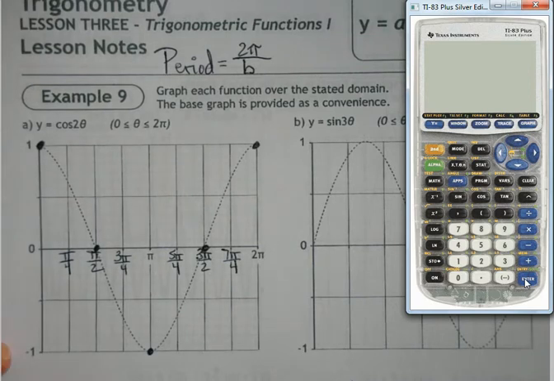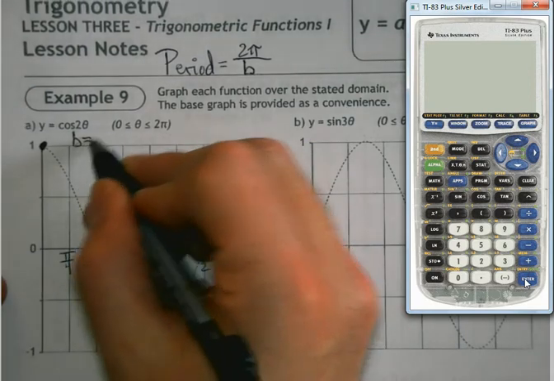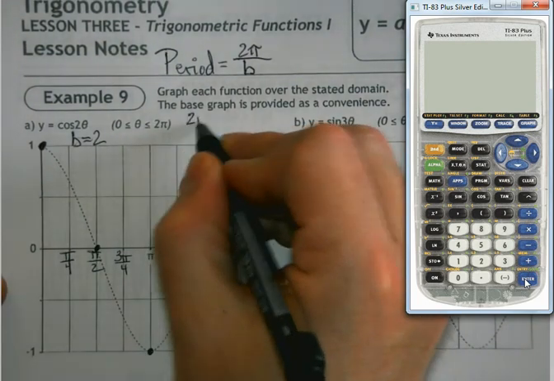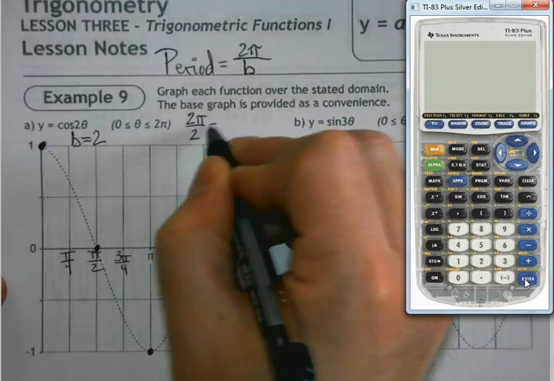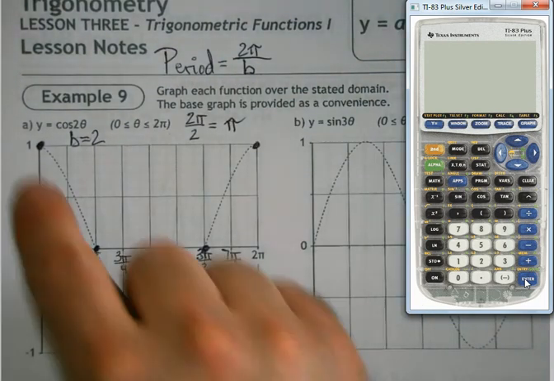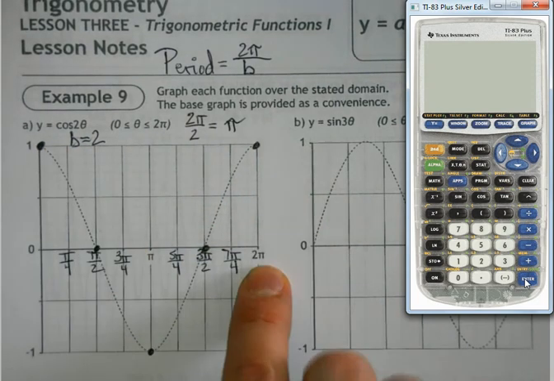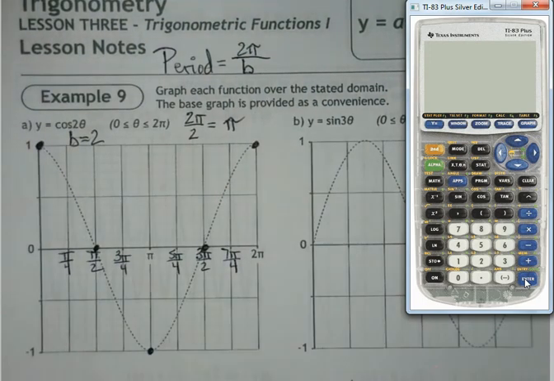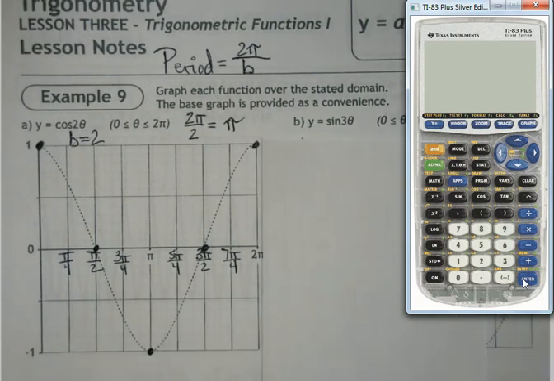So I look at this and I say, all right, so I have a b value this time. My b value is going to be 2. So 2 pi divided by 2 is pi. You're like, okay, what's that mean? What that means now is this graph that we originally drew in the base that takes up 2 pi of space, we're going to squish it where it only takes up pi amount of space. Like, well, how do you do that? That's kind of weird. Well, it's actually not that tough at all.